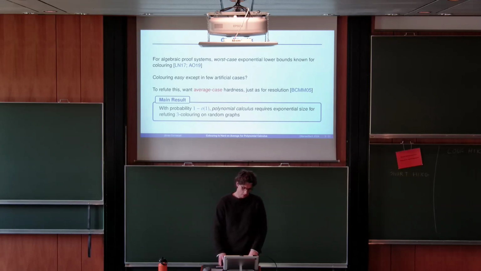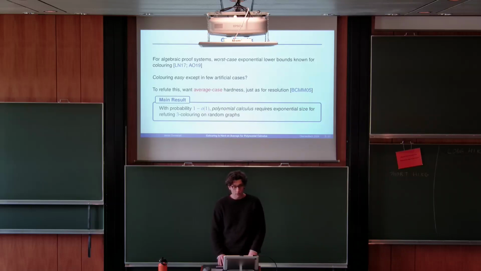And this is the main result that we achieve: with probability 1 minus o(1), the polynomial calculus proof system will require exponential size for refuting that a randomly sampled graph is 3-colorable. And if you just tune the parameters, it will not be 3-colorable with high probability.